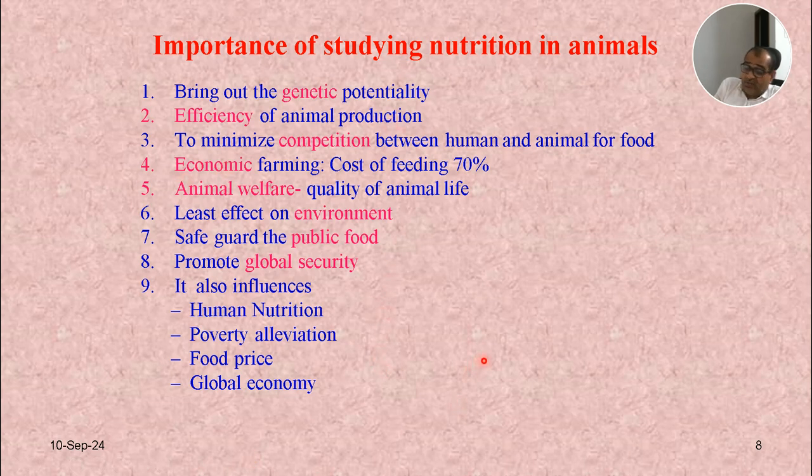And the global economy also depends upon the export of food commodities: the export of milk, of course, the export of wool, and especially the export of meat. Buffalo meat is exported to the highest extent, especially as far as Indian origin is concerned.